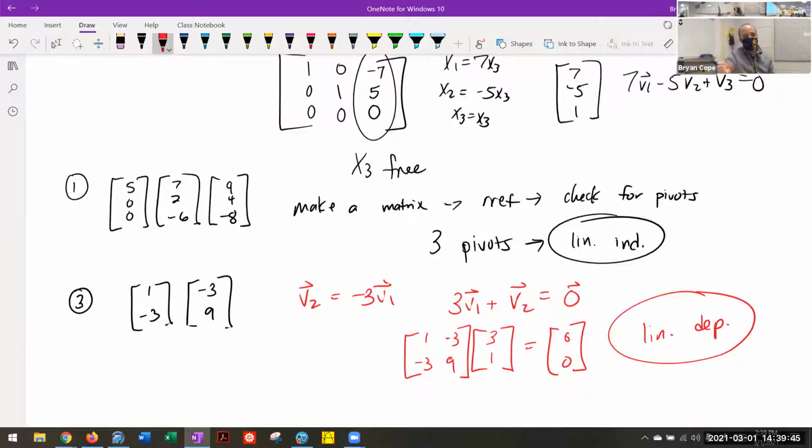Now, I even showed more work than I really want you to show. If I put this on a test, I'd want you to just very quickly say, linearly dependent because they're scalar multiples of each other. That's as quick as you could be. Okay. All right, somebody else from online.